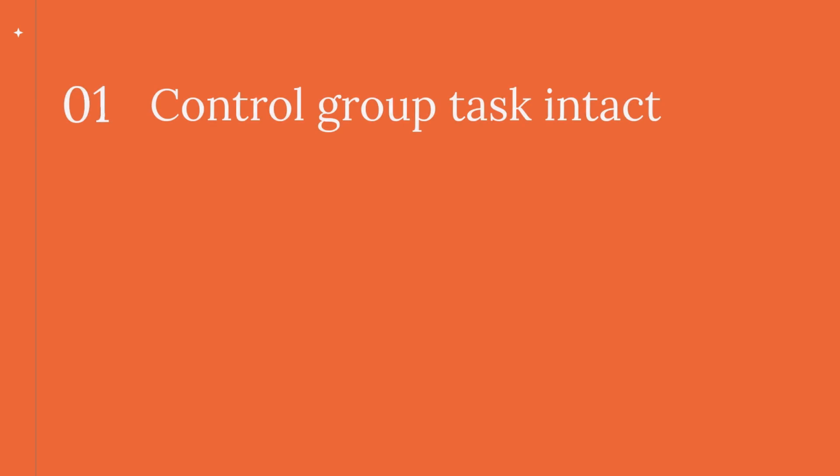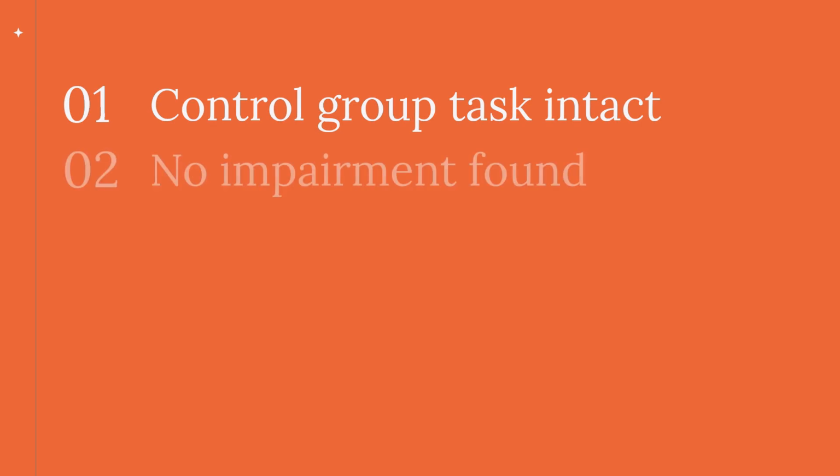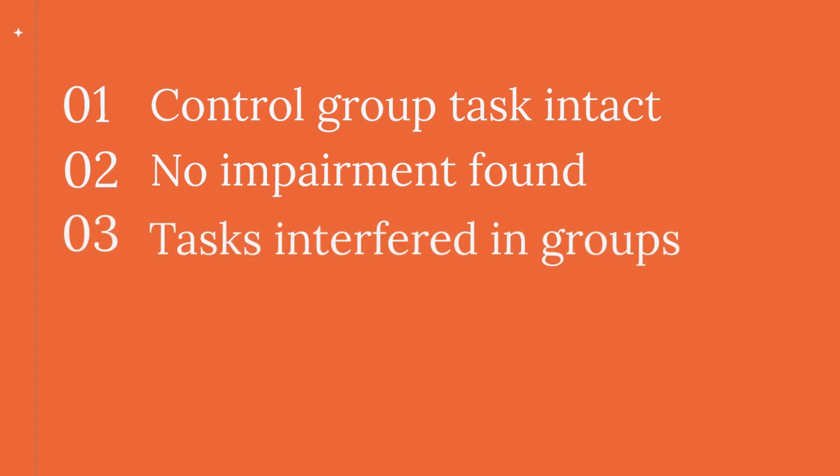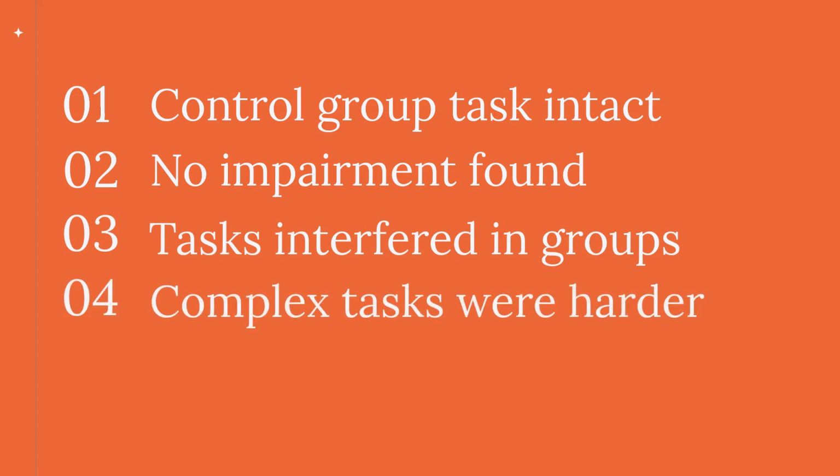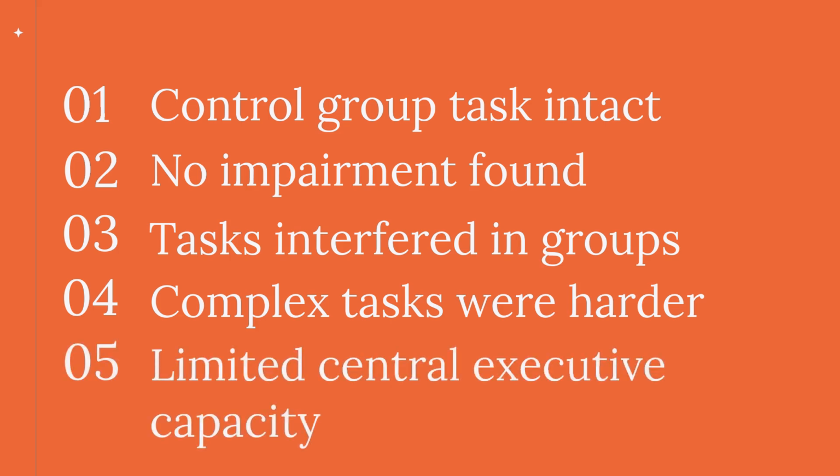The control group showed no impairment in task performance. Experimental groups experienced interference between tasks. This interference was more pronounced with complex tasks. It indicated the central executive's limited capacity. The findings reinforced the model's explanation of task coordination.